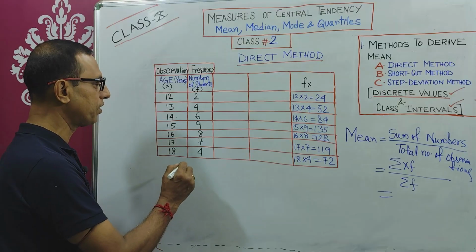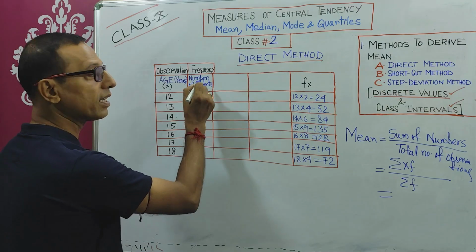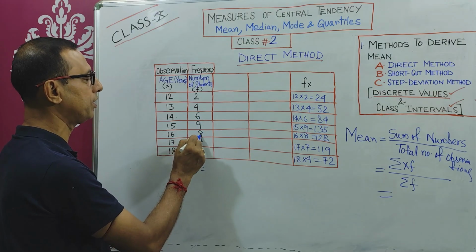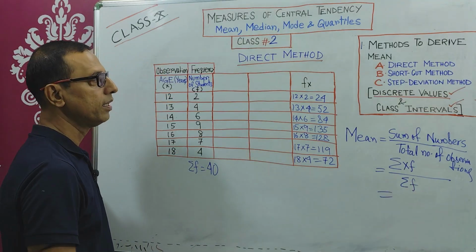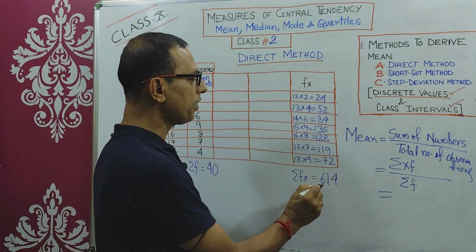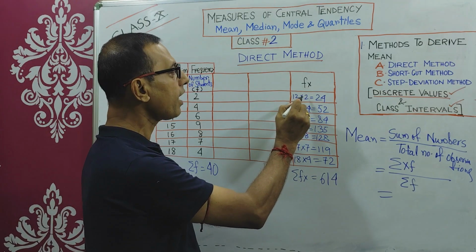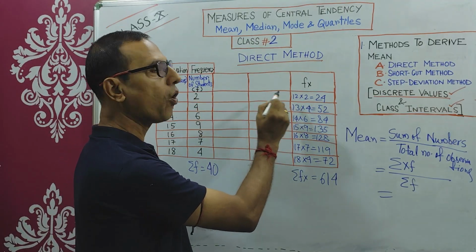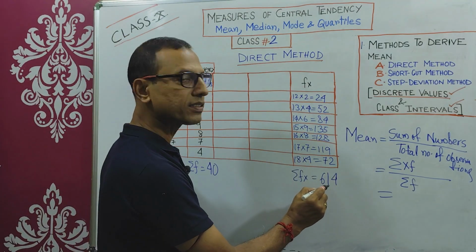Here, what is the number of observations? Total frequency, that is summation of f, equals 2 plus 4 is 6, plus 6 is 12, plus 9 is 21, plus 8 is 29, plus 7 is 36, plus 4 is 40. As I said already, 40 students. So total number of observations, summation of f, is 40. Here you need to find out summation of fx. The summation is 614. So summation of fx means you sum up all the numbers: all the observations multiplied by their respective frequencies and then summed up. So summation of fx is 614.